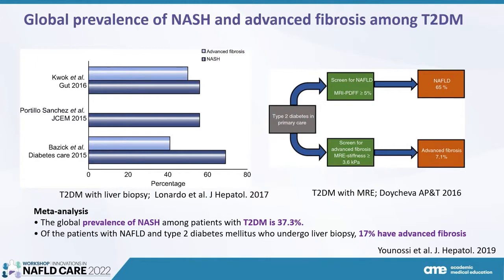And based on the meta-analysis, but again, including only something like 10 studies with liver histology, we land somewhere in the middle. The prevalence of NASH among patients with type 2 diabetes is estimated to be around 37.3%, and the prevalence of advanced fibrosis is estimated to be around 17%. So it's not really clear, but clearly type 2 diabetes patients are a high-risk population for advanced stages of disease, NASH and advanced fibrosis, and I will come back to this later.